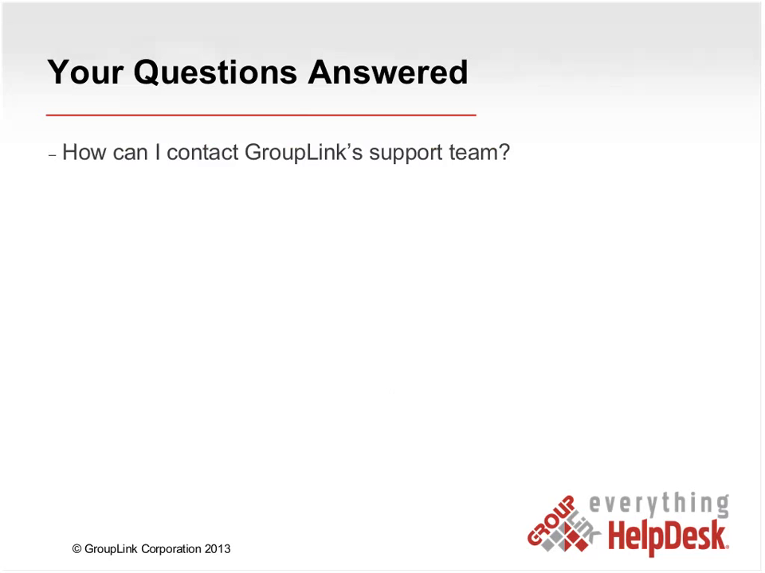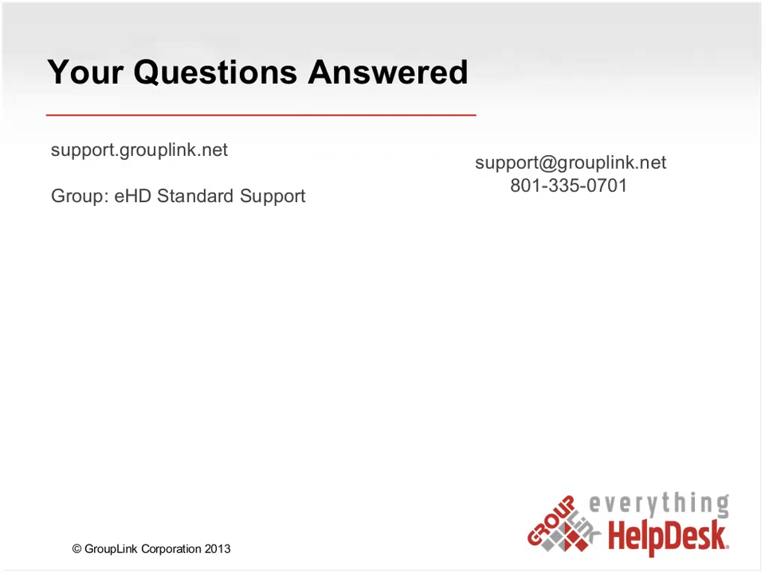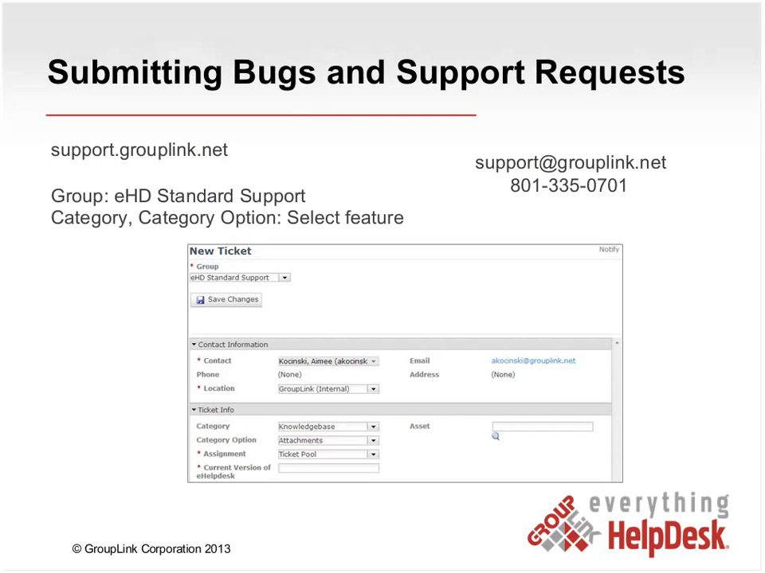Okay, I'll go ahead and take this next one. How can I contact GroupLink's support team? There's a couple different ways that you can contact support. First, you can send an email directly to them, which is support@grouplink.net, or you can call the support line. That's 801-335-0701.